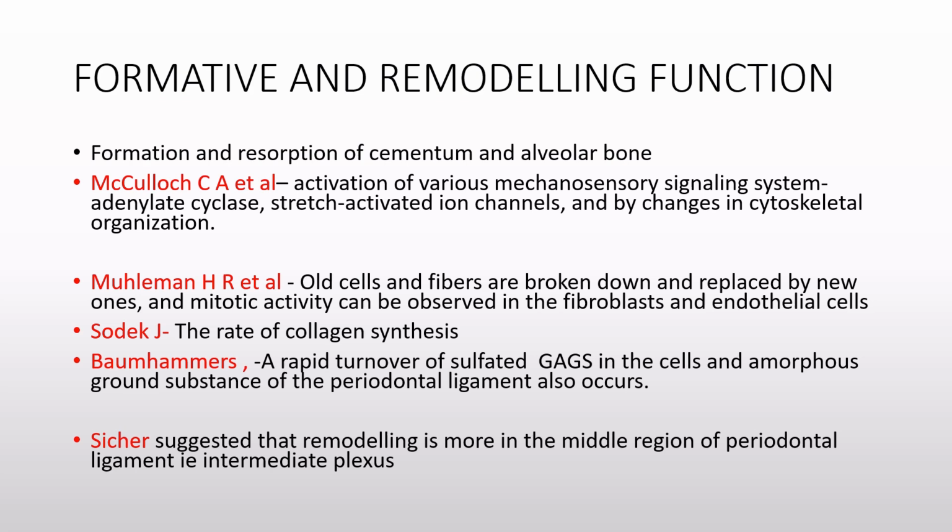And the mitotic activity can be observed in the fibroblasts and the endothelial cells. The fibroblasts, which form the collagen fibers, and the residual mesenchymal cells, which develop into osteoblasts and the cementoblasts. Therefore, the rate of formation and differentiation of the osteoblasts, cementoblasts, and fibroblasts affect the rate of the formation of collagen, cement, and bone. And there is a rapid turnover of sulfated glycosaminoglycans in the cells, and the amorphous ground substance of the periodontal ligament also occurs.